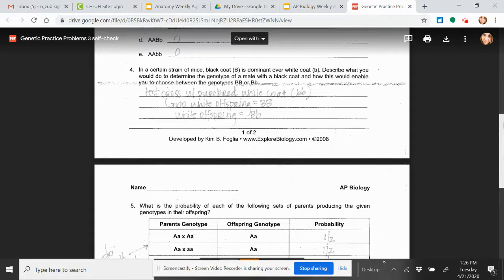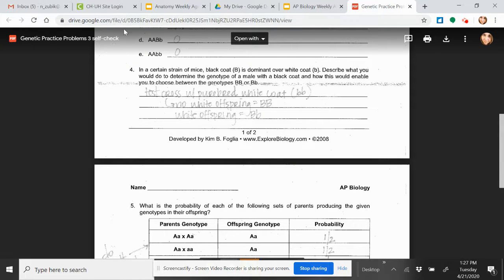All right, 4 is a difficult question that you might see on the exam. In a certain strain of mice, black coat is dominant over white coat. So big B is our black coat and little b is our white coat. Describe what you would do to determine the genotype of a male with a black coat and how this would enable you to choose between the genotypes big B, big B, or big B, little b.